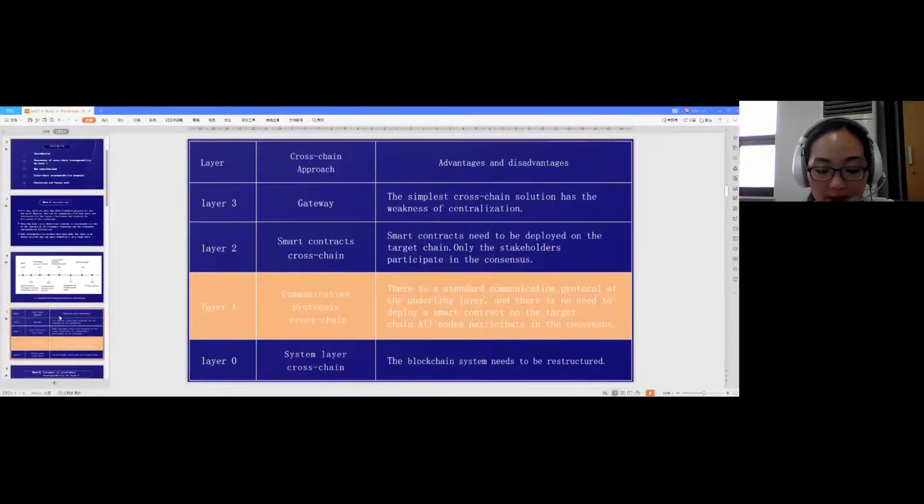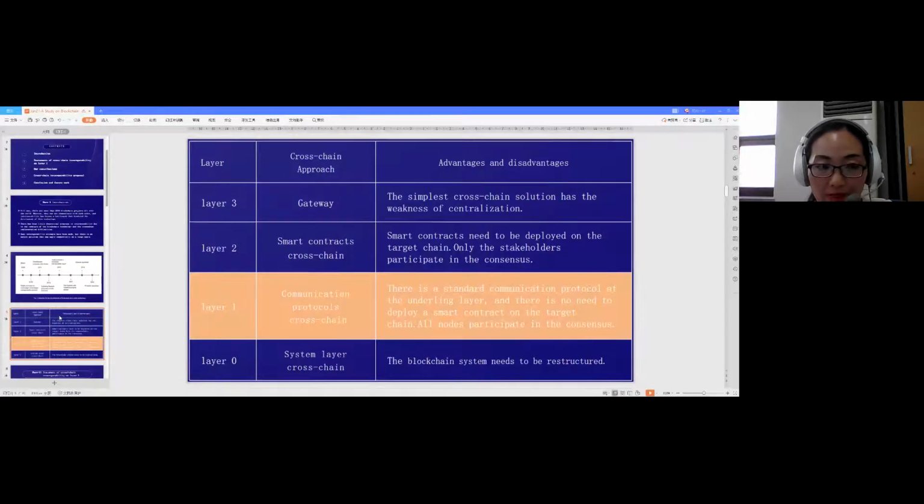The most common way is smart contract cross-chain, that is, layer 2 cross-chain. This approach requires the deployment of a smart contract on the target chain. However, the target chain may not support smart contracts, and even if the source chain does support them, they may not be recognized on the target chain. This method lets only the stakeholders participate in the consensus, so it does not apply to all blockchains.